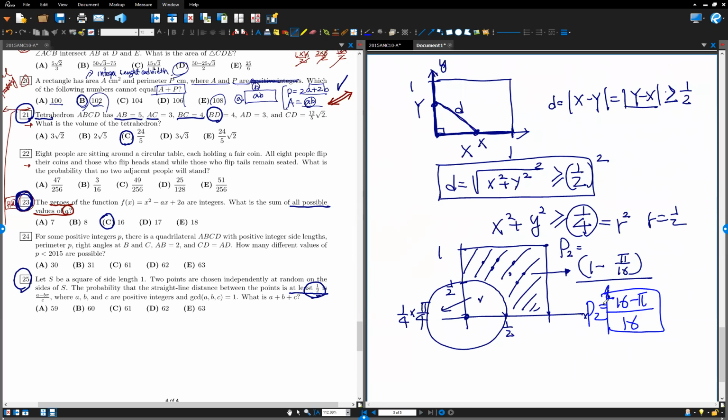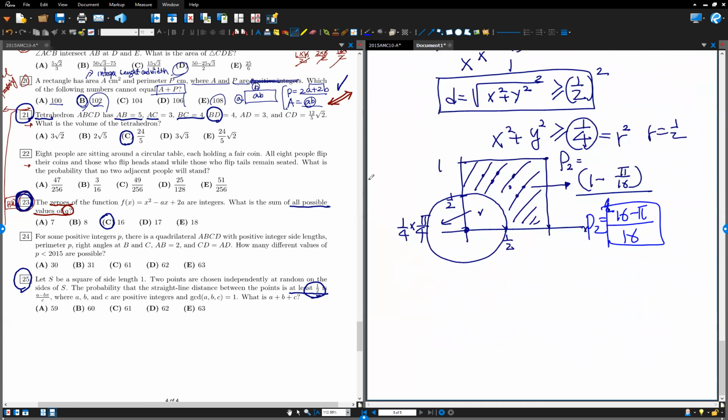Are you guys with me? Okay, now back to work. Over here, S is just a square. This is just a square, length is 1. A, B, C, D. 2 points chosen independently at random on the side of S. The probability that the straight line distance between the points is at least what? 1/2. Greater than or equal to 1/2, right?